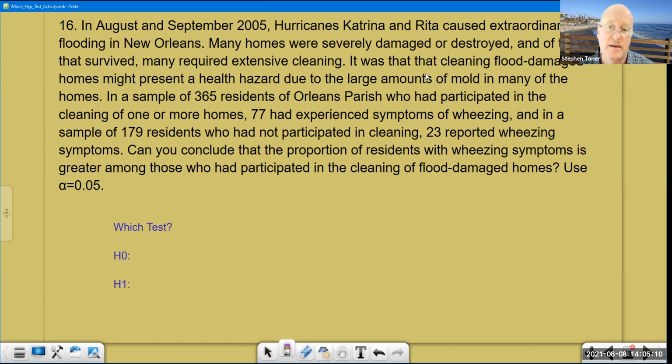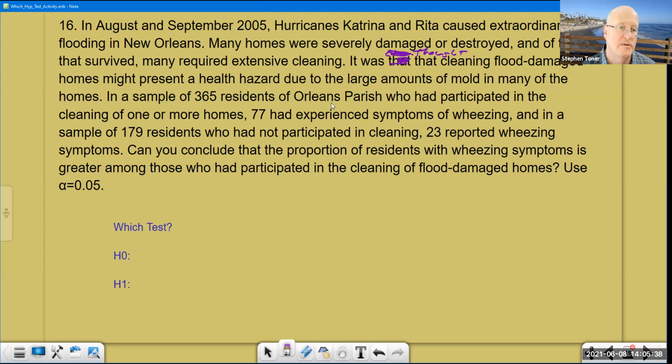I think I meant to say it was clear that, or it was found that cleaning flood damaged homes, or maybe it was thought that, I think that would be the word that I wanted there. My apology for the typo there. It was thought that cleaning flood damaged homes might present a health hazard due to the large amounts of mold in many of the homes.